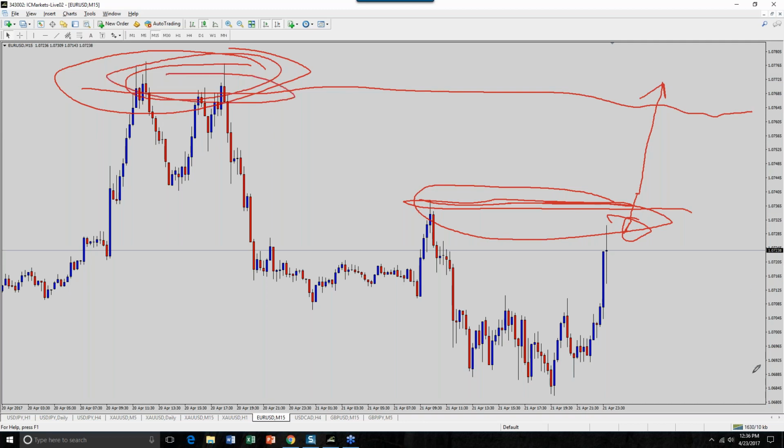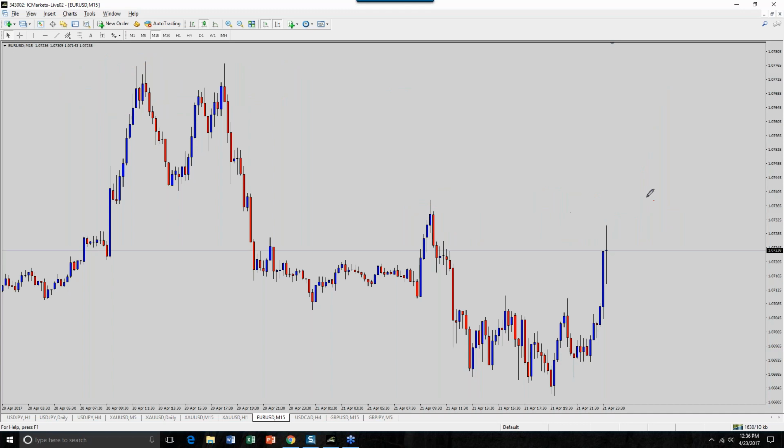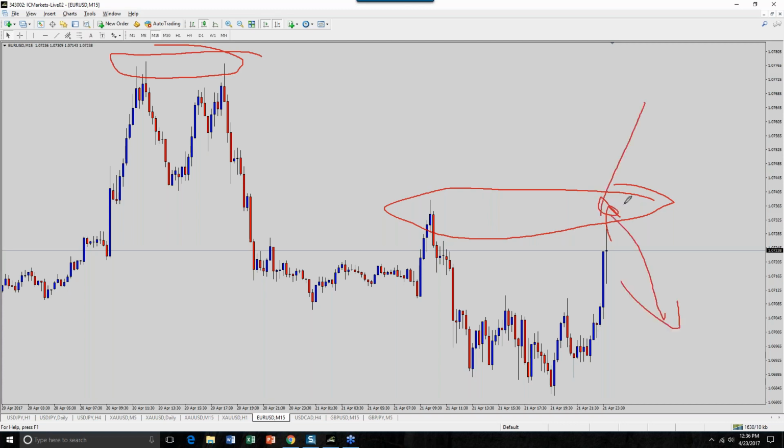So when I talk in the chat rooms about issues, this is an issue and this is an issue. The reason why I say it's an issue is because price is going to tap, and it's either going to push through or it's going to reject. But we don't know until we get more candle information, right?